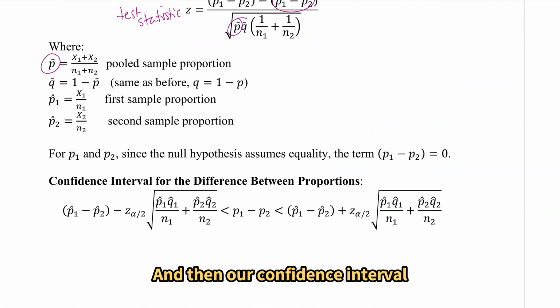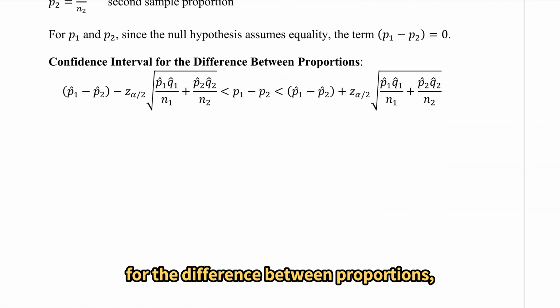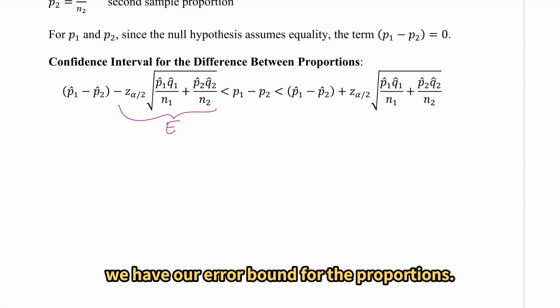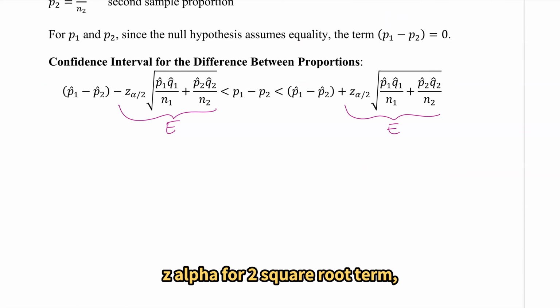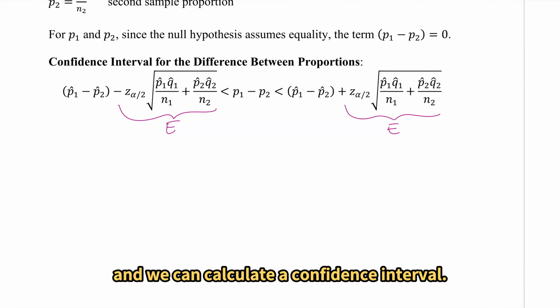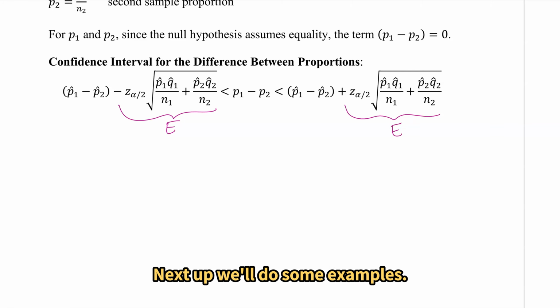And then our confidence interval for the difference between proportions. We have our error bound for the proportions, z alpha over 2 square root term, and we can calculate a confidence interval. Next up, we'll do some examples.